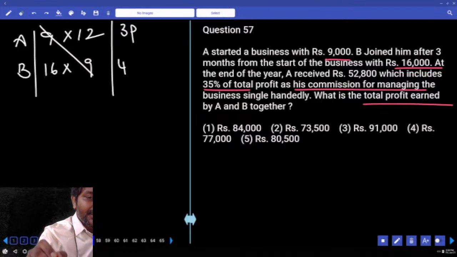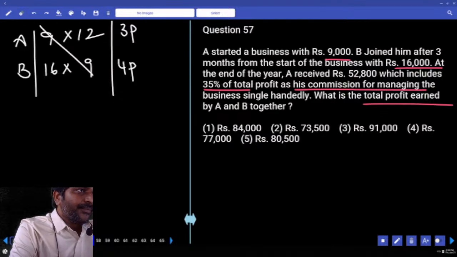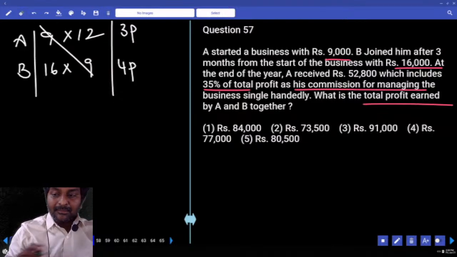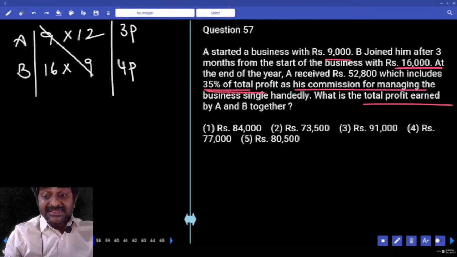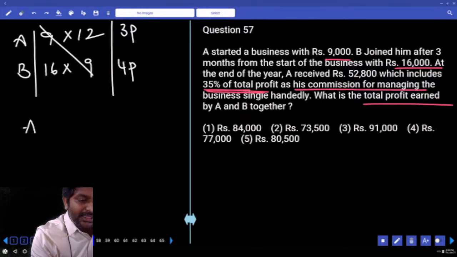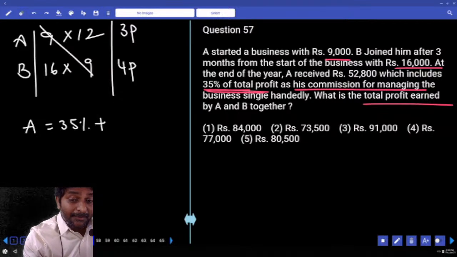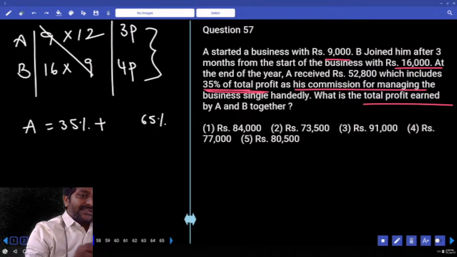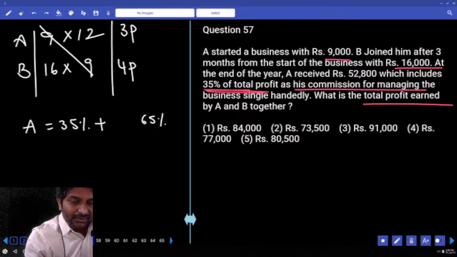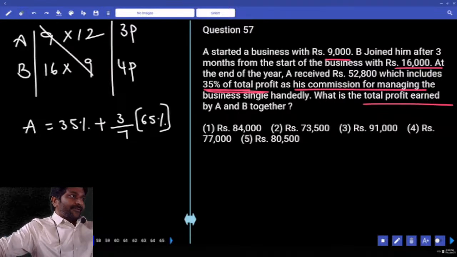Right? So now A and B should divide their profits in the ratio 3:4. But A gets 35% of the total profit for managing the business. Correct? So A is getting, first of all, 35% for managing the business. And also, upon the remaining 65%, A and B should get profits in the ratio 3:4. A gets 3 parts out of 7 parts. This is what A gets among the total profit.